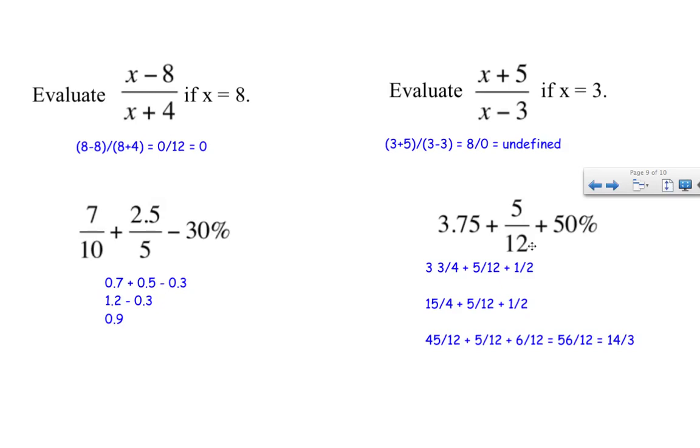5/12 sounds like a pretty difficult decimal, so I left that as 5/12 and changed everything else to a fraction. At this step right here where you see 15/4, that's me taking the mixed number and changing it to an improper fraction. And again, the 5/12. Then I got a common denominator. That's what happened here. I added the numerators. That's what happened here. And I simplified. And I believe that is the end.